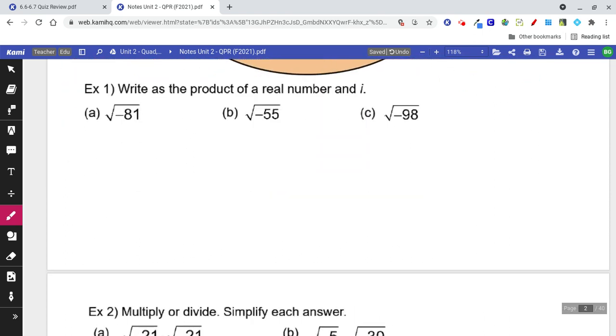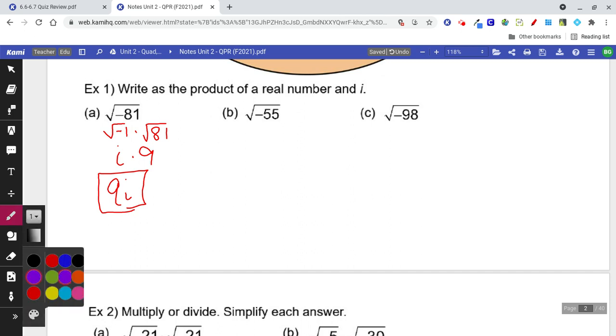When we get to problem number 1, it says write the product of a real number and i. So the square root of -81, we couldn't do that before. But we can think about it as the square root of -1 times the square root of 81. We just learned the square root of -1 is i, and the square root of 81 is 9. So we would simplify this and say that's 9i.